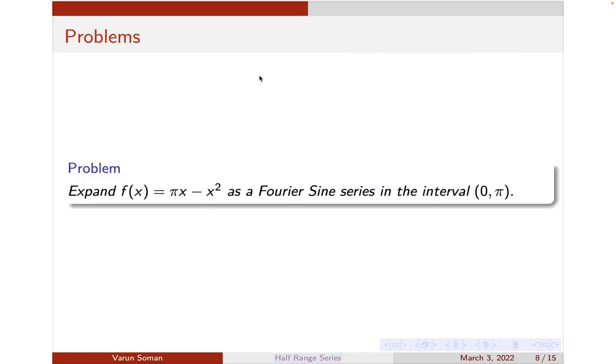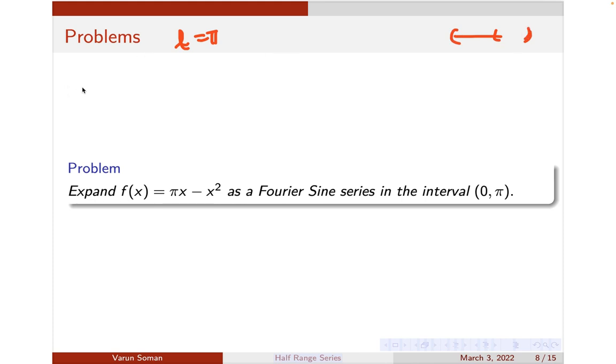Look at this function here. Expand this function as a Fourier sine series in the interval 0 to pi. Remember, the given interval length is actually pi, so it is taken as your L. In the usual problems of Fourier series, the given interval length is always taken as 2L, but in half range series, whether sine series or cosine series, the given interval length is taken as L, because you are actually extending that interval to 2L. That is the reason here. I hope it is clear.